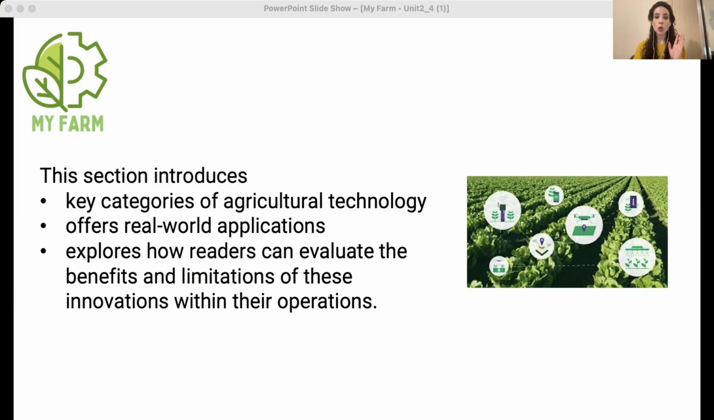New tools only create value when they are accessible, practical, and useful for farmers at all stages of their careers. In this section, we introduce the main characteristics of agricultural technology, look at how they are applied in real farming contexts, and discuss how producers can critically evaluate both the benefits and limitations of these innovations within their own operations.